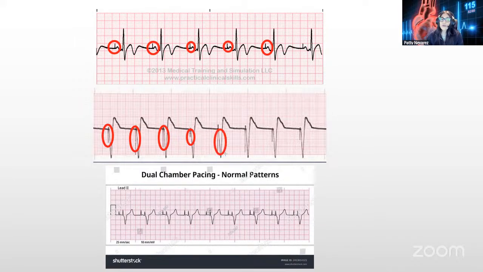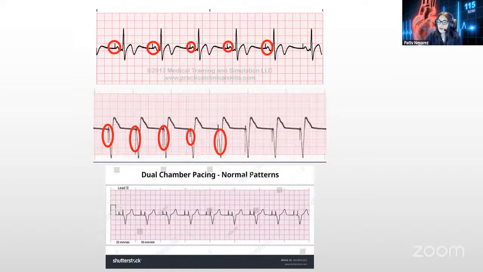You will see when you see strips like that, they're going to be so steady, and it's so weird because we're used to seeing how the heart rate varies a little bit during the cases and such. But when you see a pacemaker patient, the strip is going to look nice and cohesive the whole time.